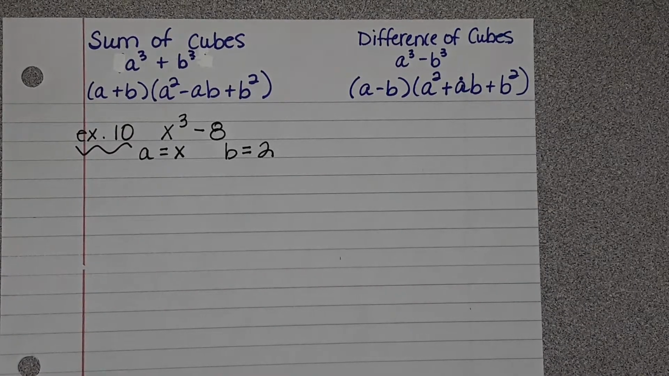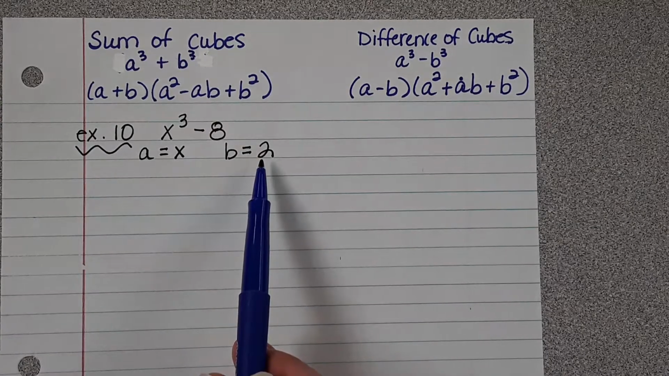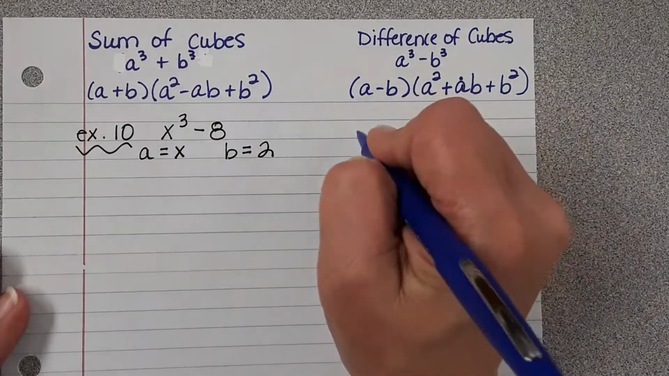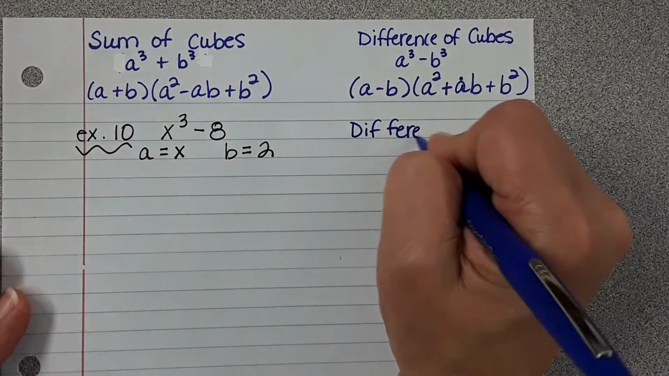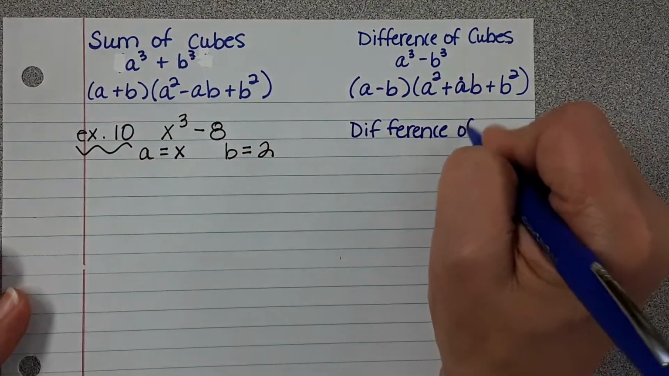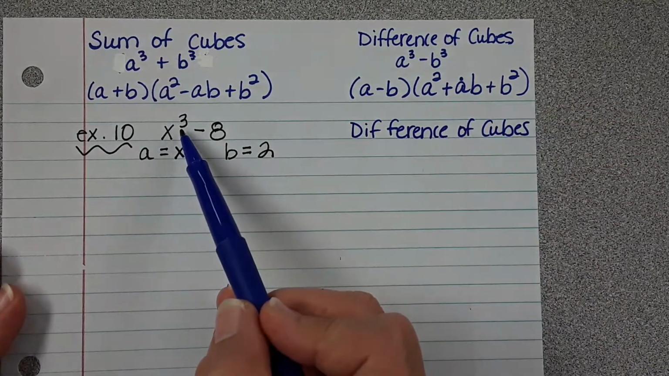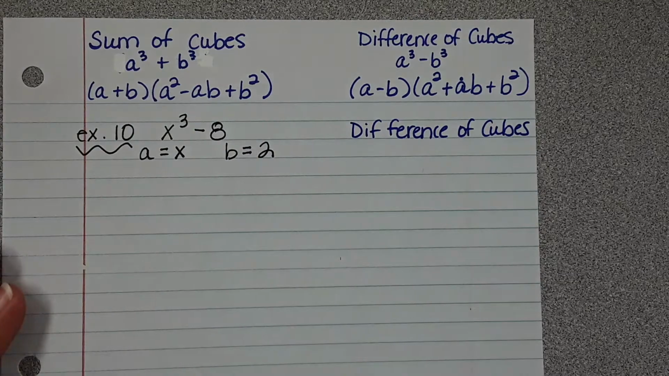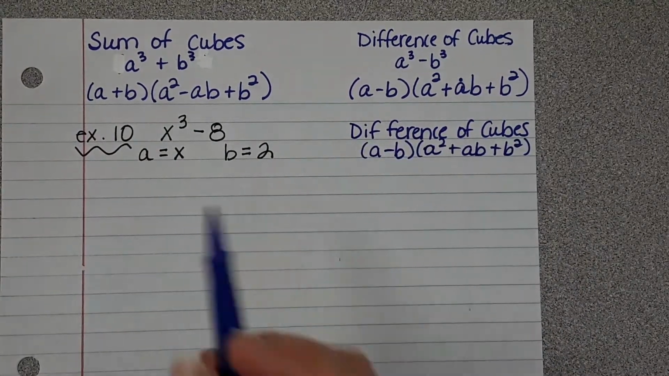Anything? Now, wherever we see an a, we're going to put an x. Wherever we see a b, we're going to put a 2. And this is a difference of squares. I apologize, difference of cubes. The reason it's a difference of cubes is because my exponent's a 3 and 8 is a perfect cube. Okay, so here we go.